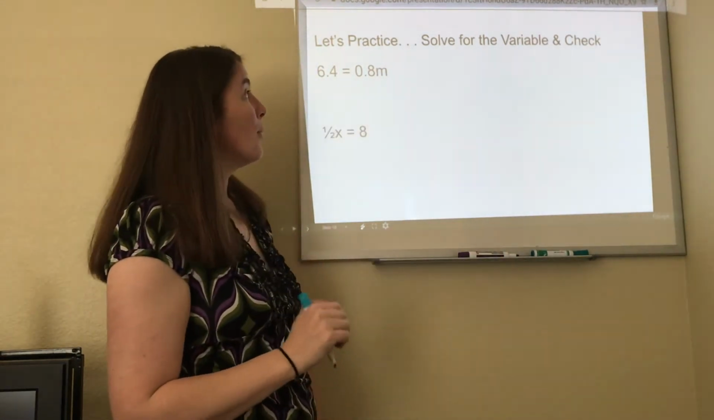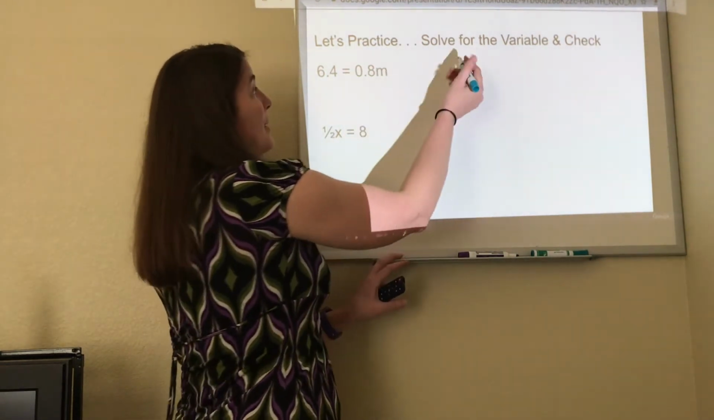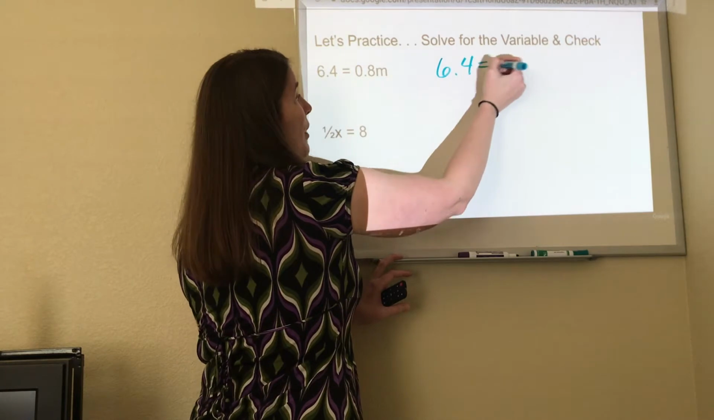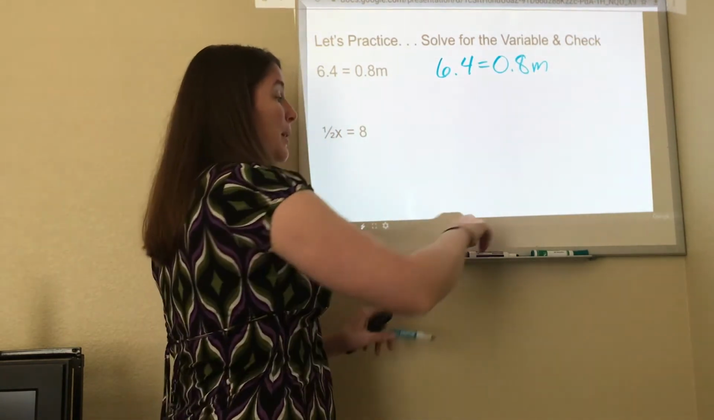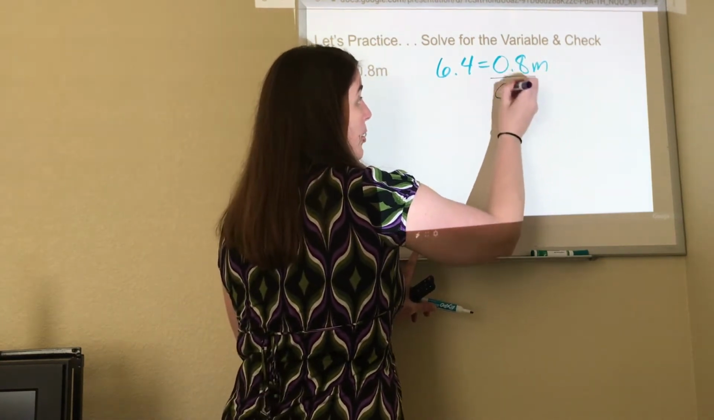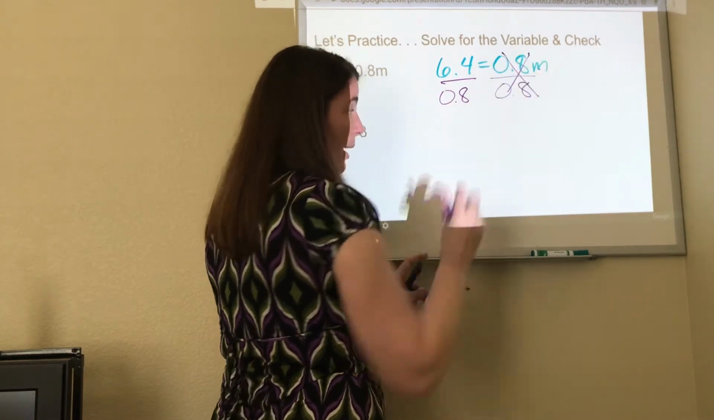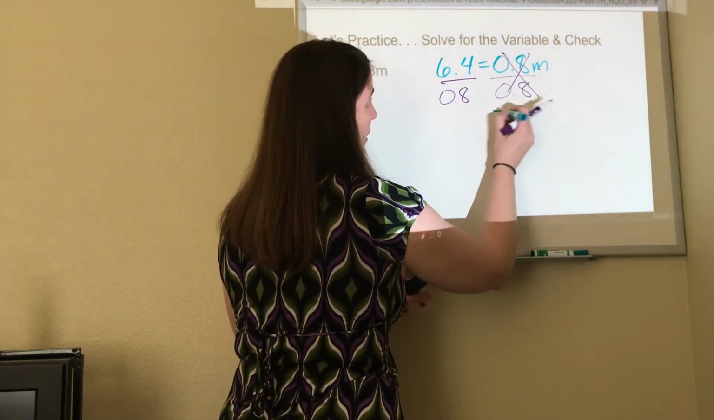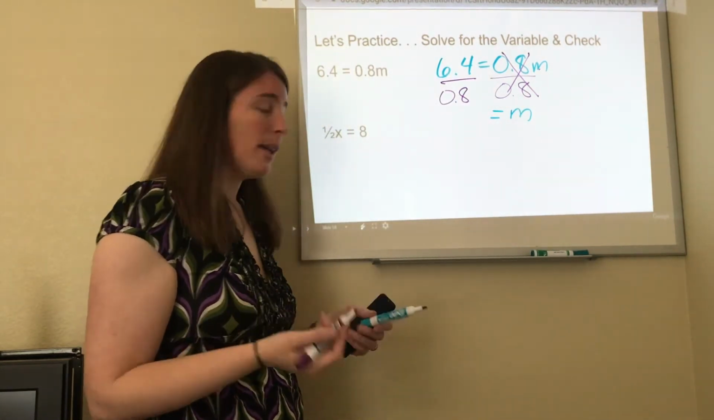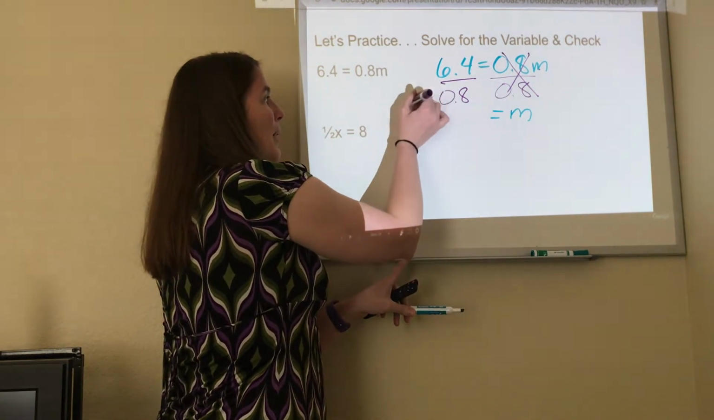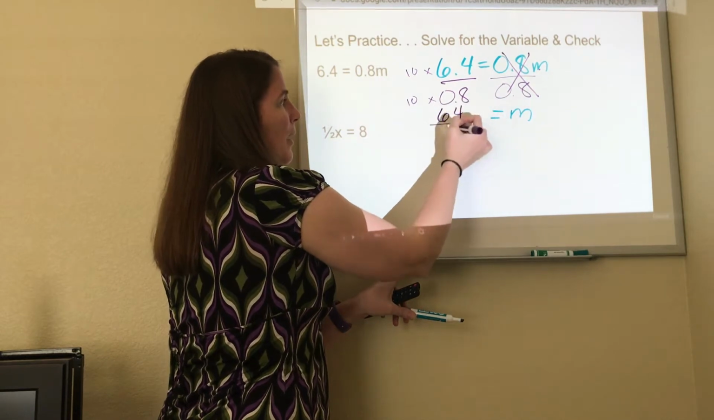So here is 6.4 equals 0.8m. Well, find the variable. What's happening to the variable? It's being multiplied by 0.8. So that means I'm going to divide by 0.8 on both sides. I would be left with just m on the right side. Now I have a decimal divided by a decimal. I don't like decimals, so I'm going to go ahead and get rid of them by multiplying by 10 on both sides. So then I really just have 64 divided by 8.